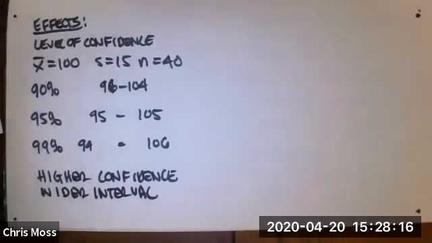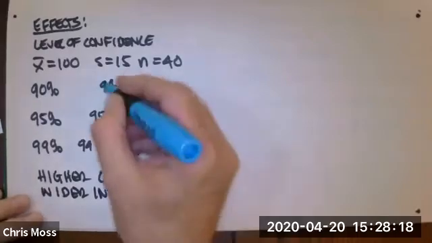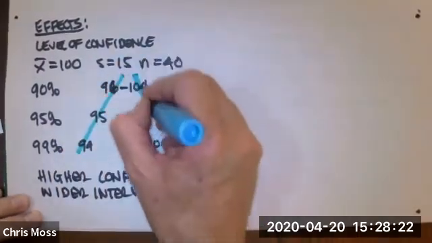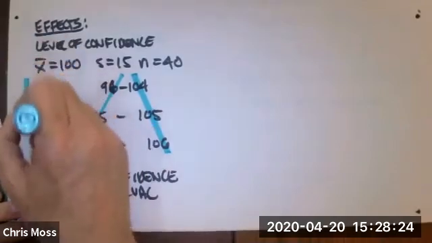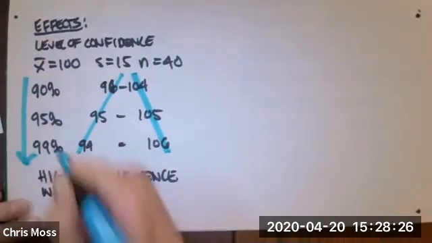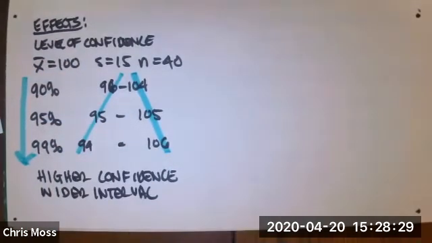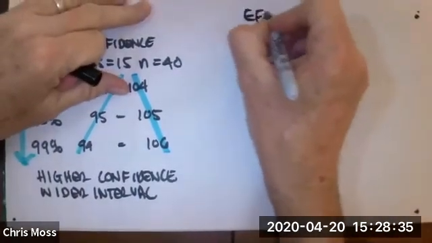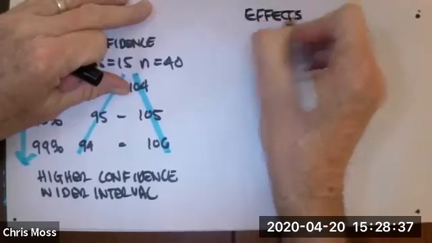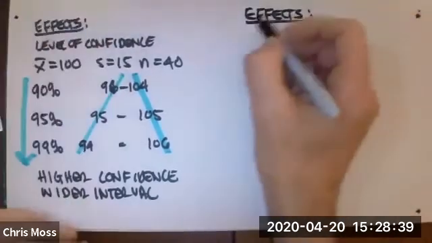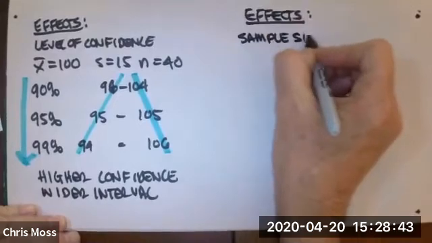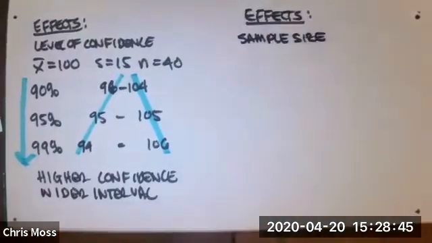The way I like to look at it, I've got to use a bigger net to increase the chance of catching a fish. Now, the other effect that we have is sample size. I can decide how large my sample should be.